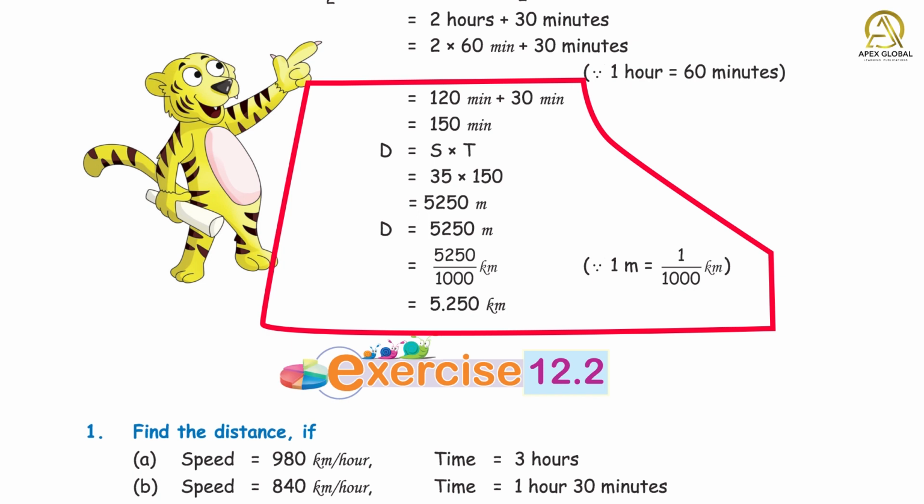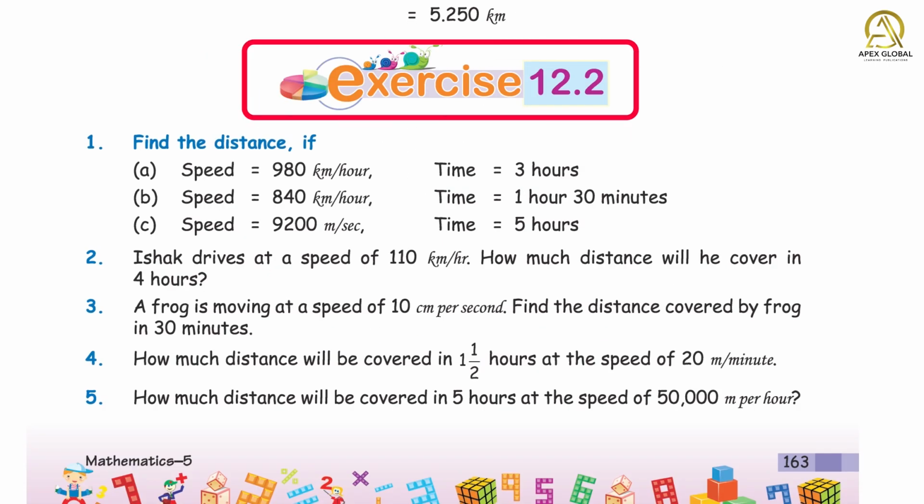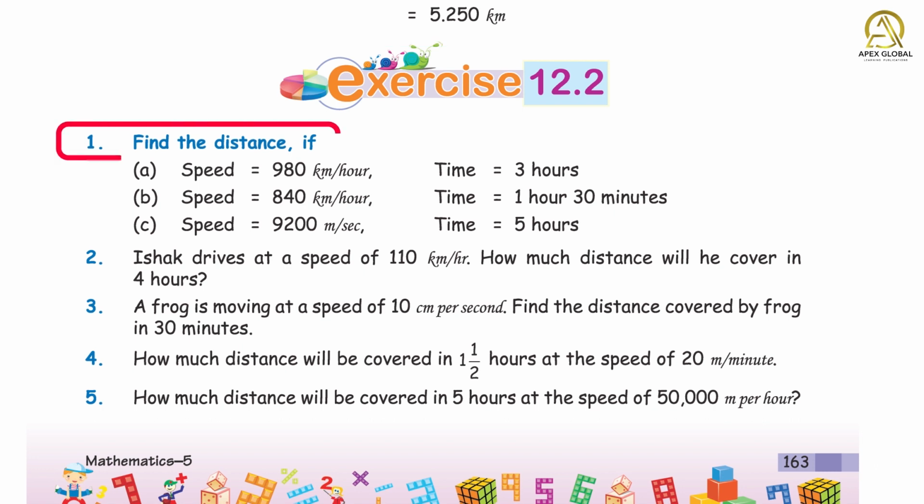D equals S into T equals 35 into 150 equals 5,250 meters. D equals 5,250 meters. 5,250 upon 1000 kilometer, because 1 meter equals 1 upon 1000 kilometer, equals 5.250 kilometer. Exercise 12.2. Question 1.